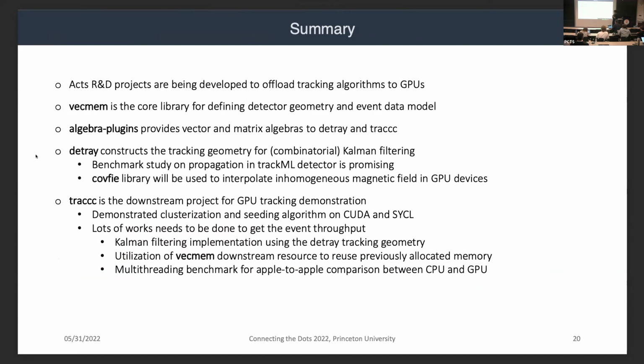The ACTS R&D project is being developed to offload the tracking algorithms to the GPUs, and Detray is the core library for defining the detector geometry, and also the event data model shared by CPU and GPU. Algebra plugins provides the useful vector and matrix algebra for detray and traccc. And detray constructs the tracking geometry for Kalman filtering, without any runtime polymorphism. And the current benchmark study on propagation inside the tracking detector is promising.